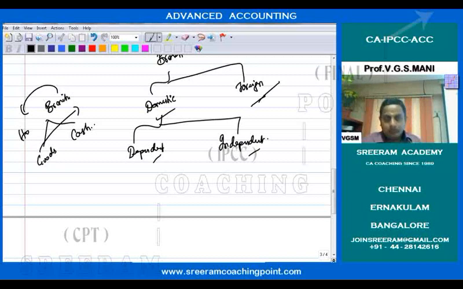So the normal rule is that head office only will send goods to the branch. Exceptions may be there, but an exception will not be taken as a rule. So the branch will be dependent upon head office mainly for goods. For meeting expenses also, the branch will be dependent upon head office. Head office will be sending a check to the branch for meeting the expenses. So we may call it a dependent branch.